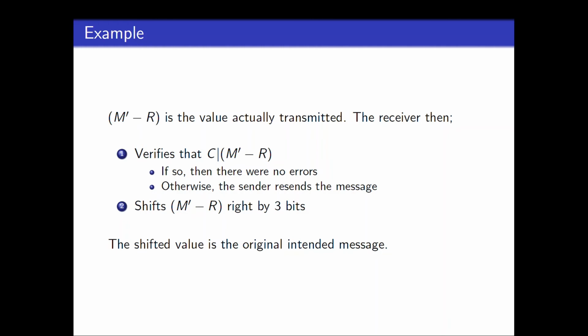And then to receive the original message from the altered message, all they have to do is subtract out that remainder, which is the last 3 bits, and then divide by x cubed, or equivalently shift the entire message to the right by 3 bits. And then this value is the intended message for the receiver.